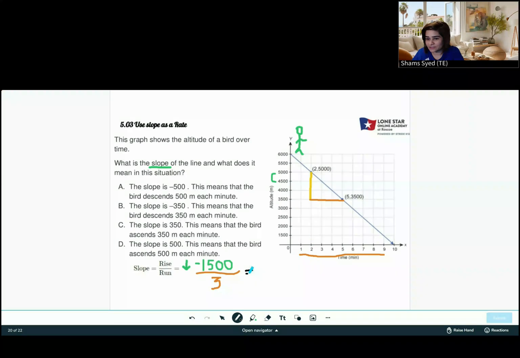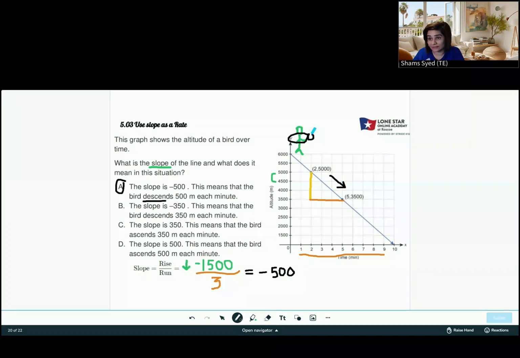Negative 500 is the slope. Negative 1,500 divided by 3 is negative 500. That means the bird descends. Descends means flying down. This is not a guy.